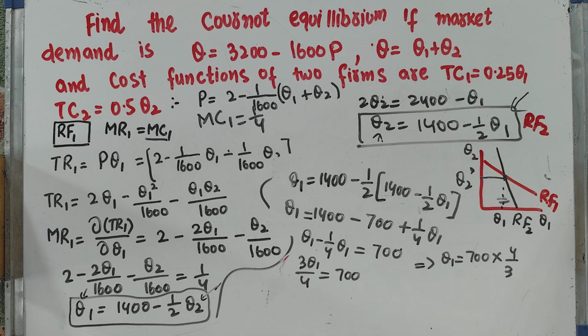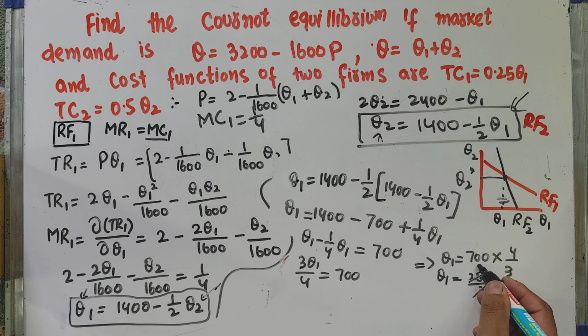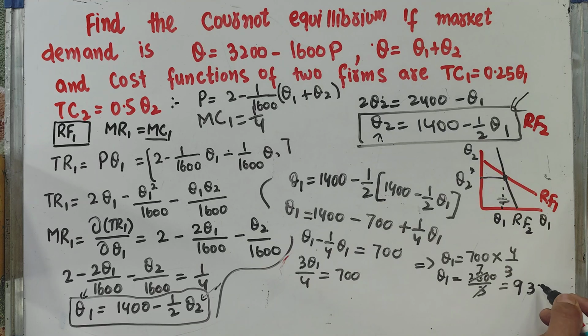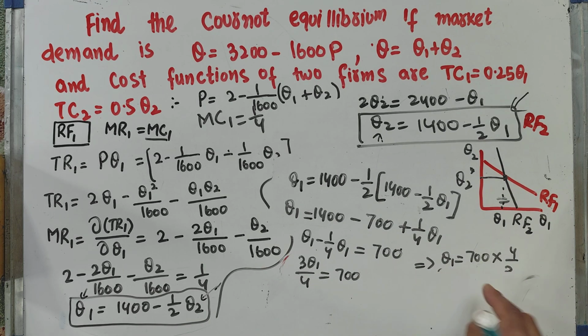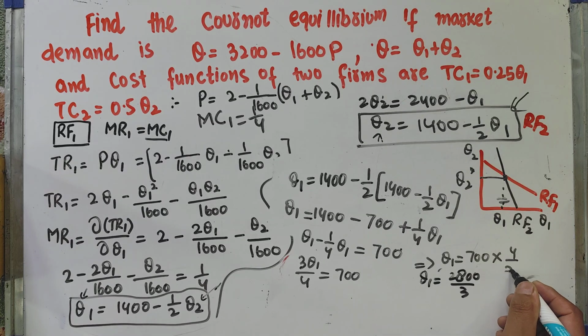So this will be the output of firm 1. Firm 1 should produce 2800 upon 3. Let me rewrite it again. So q1 is equal to 2800 upon 3, which is 933.3. Okay, so this is the output of firm 1.